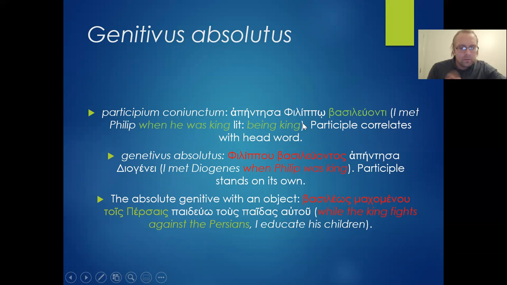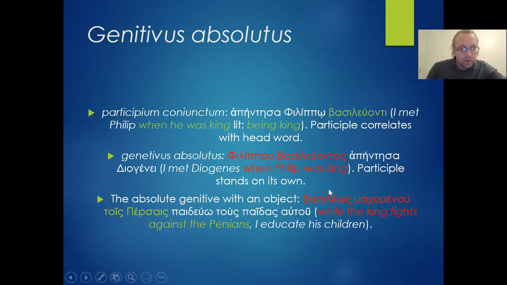But in the absolute genitive, on the other hand, it's the case that the participle stands on its own, which means that it does not depend on any other part of the clause. Although it may form a clause in itself together with a pronoun or a noun, which is then also in the genitive case. So an example of an absolute genitive is found in the sentence Filippu Basileontos apentesa Diogene, which could be translated as I met Diogenes when Philip was king.